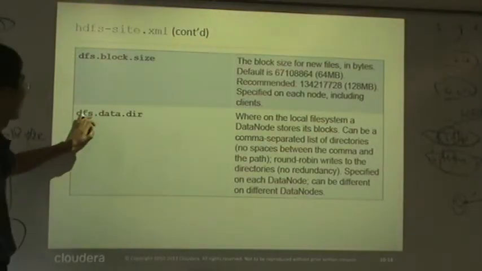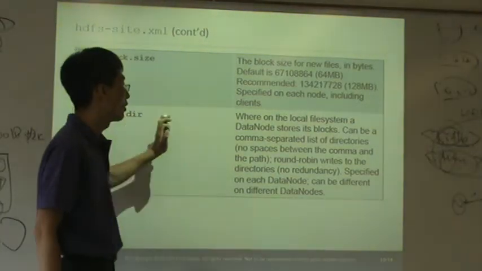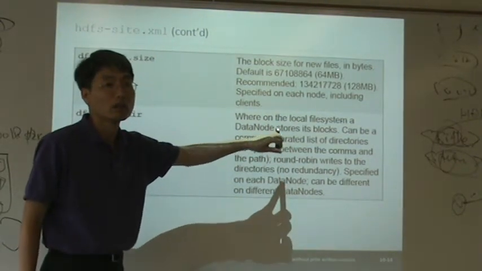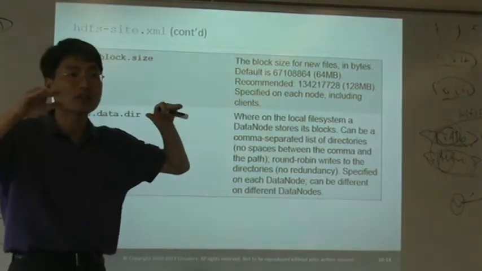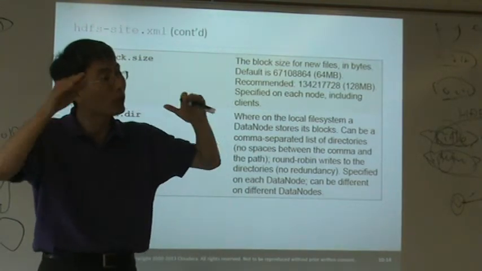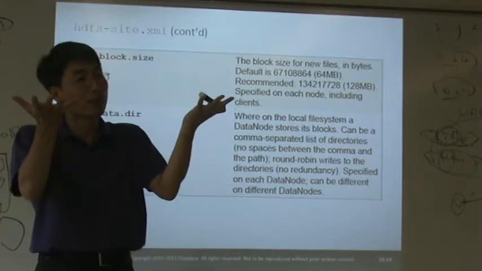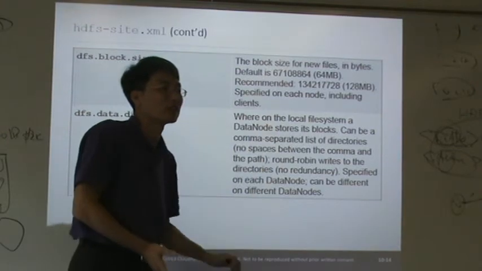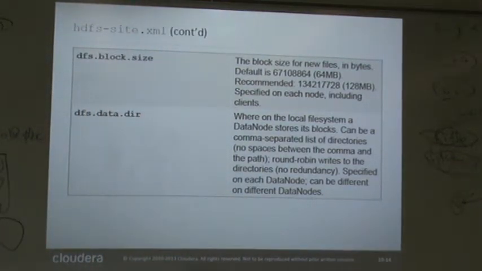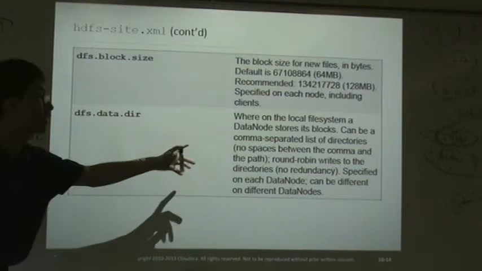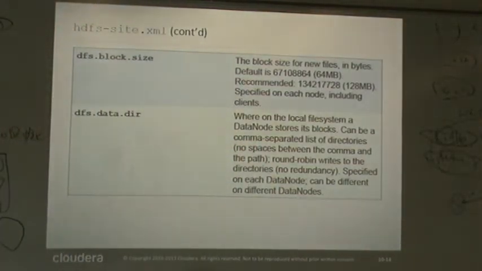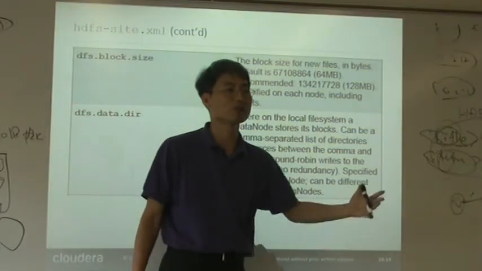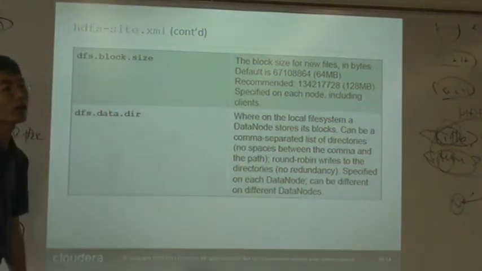This is the file system location where the data node stores its blocks. Even though HDFS is a file system, it's running on an existing operating system, an existing file system. You need to specify where HDFS creates the blocks. It can be many directories, comma separated. They are used in round robin, so you don't have to worry about it. They will be used equally.